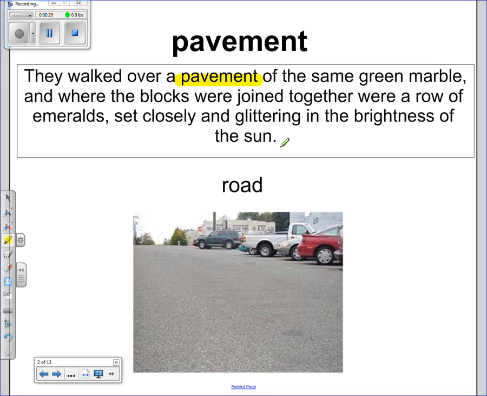So right now they're in the Emerald City, and everything is green, including the pavement, and it's got green marble and there's even emeralds on it. So it's much nicer than this road, but pavement means road. So just think of this as green with jewels, green jewels in it. That would be what the road at the Emerald City looks like.